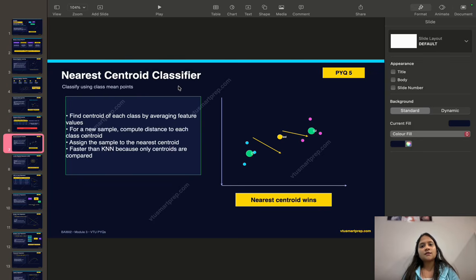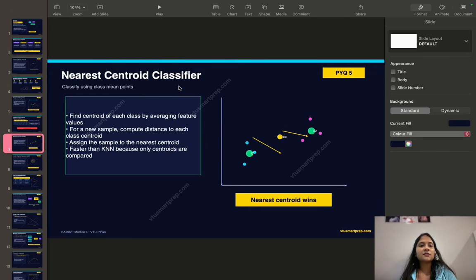Next is the nearest centroid classifier. The first topic we covered was normal KNN. The second topic we covered was weighted KNN. And third, I said numerical problems for weighted KNN. So next we have the nearest centroid classifier.